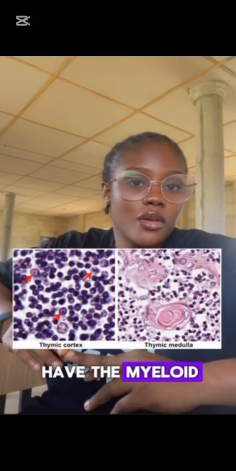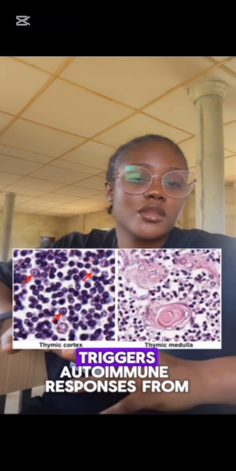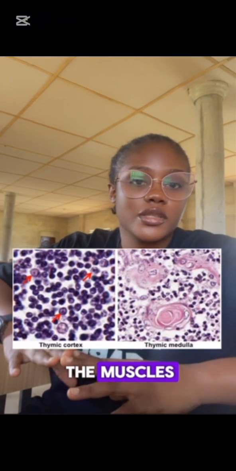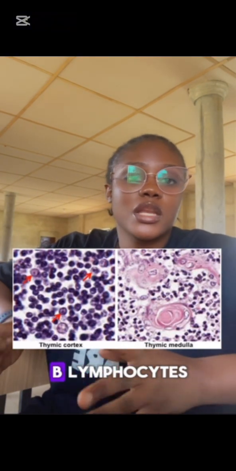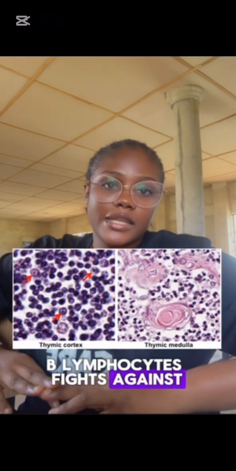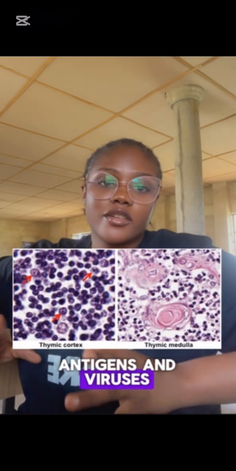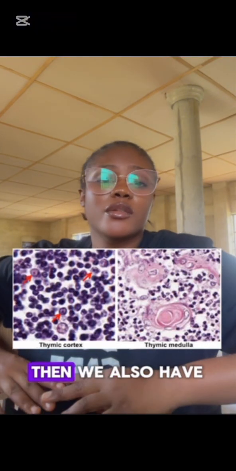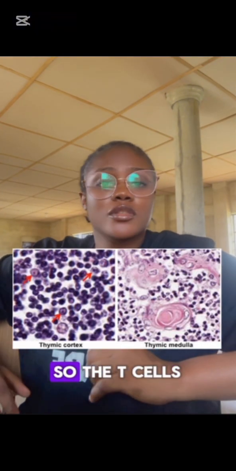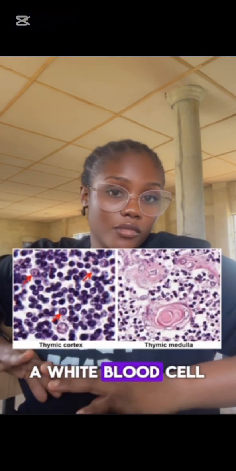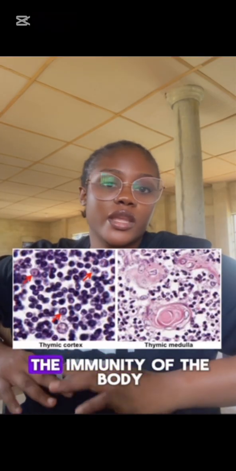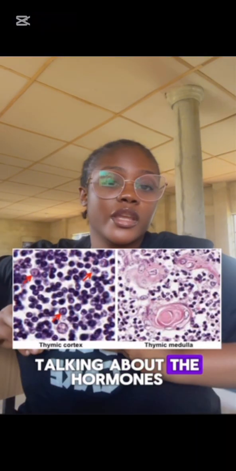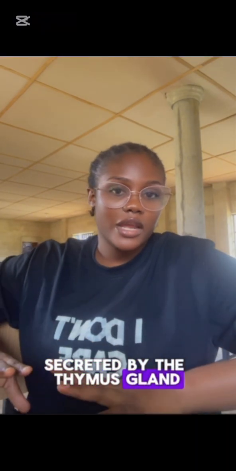Now we have the myoid cells. These myoid cells trigger autoimmune responses from the muscles. Now we have the B lymphocytes. B lymphocytes fight against antigens and viruses, bacterial infection, any kind of infection that attacks the body. Then we also have the T cells. The T cell is also a type of white blood cell that is responsible for the immunity of the body.